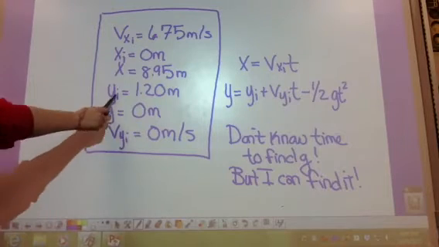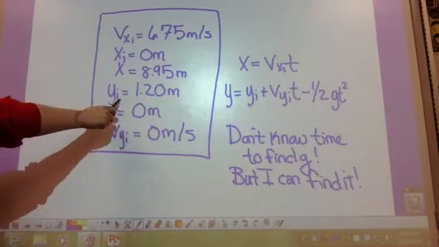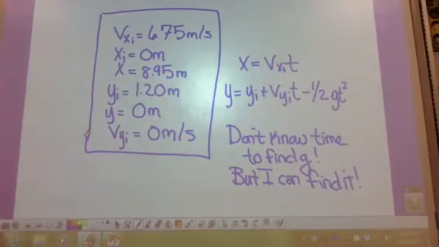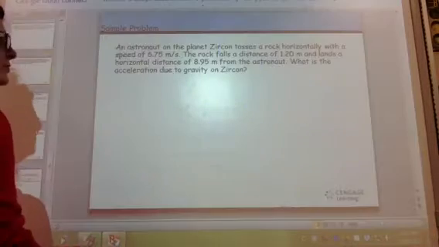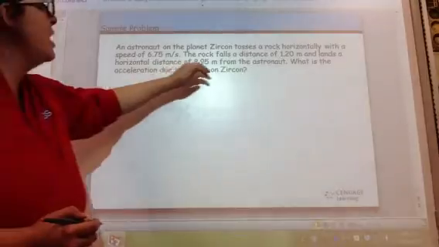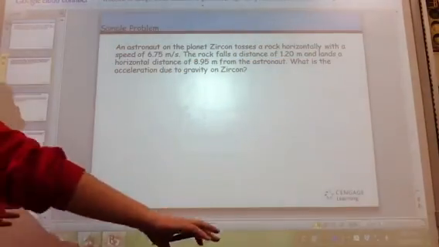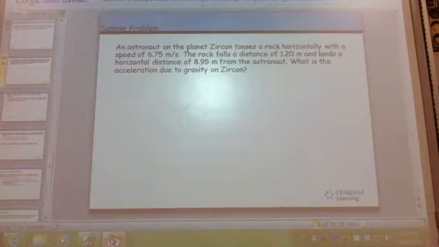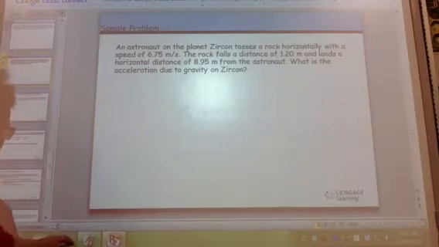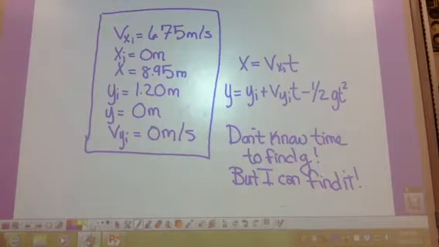Now, my initial y, I'm dropping this, so my initial y was 1.20 meters. It's going to hit the ground, so that means it's going to land at 0 meters. And my y velocity is going to be 0, because the problem says that an astronaut tosses the rock horizontally. If I'm just tossing it in the x direction, then I'm not going to have an initial y velocity. So that's why that y velocity is going to be 0. So I have my variables written out.